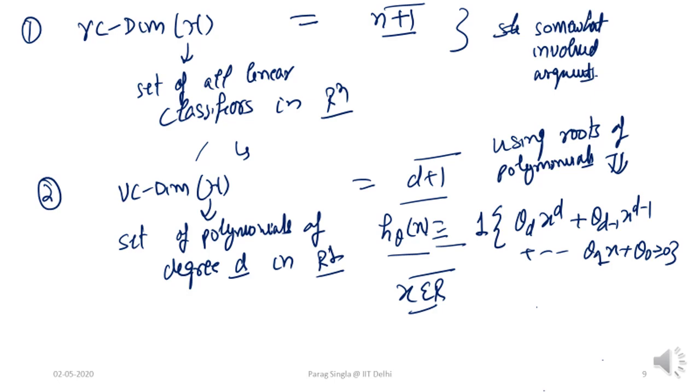What do I really mean by this hypothesis class, which spans the set of all polynomials of a given degree d in a single variable? We define h_theta(x). Now x belongs to R, because this is in one dimension, and theta are the parameters of this particular hypothesis. h_theta(x) is simply the indicator of theta_d x^d + theta_{d-1} x^{d-1} + and so on up to theta_1 x + theta_0 >= 0.